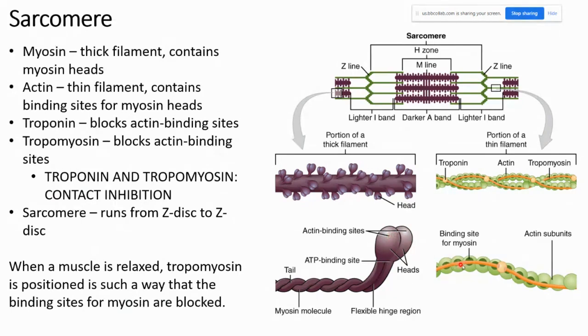And when the myosin head binds to the binding site on actin, it propels actin towards the center of the sarcomere. So if we look back here, you see the tiny little myosin heads. When they grab onto actin, they're going to pull it towards the center of the sarcomere from either side. And that will bring the Z discs closer together as there's more overlap between the thin and thick filaments.